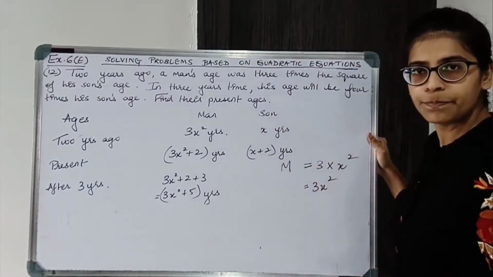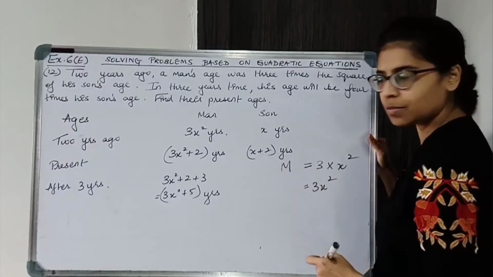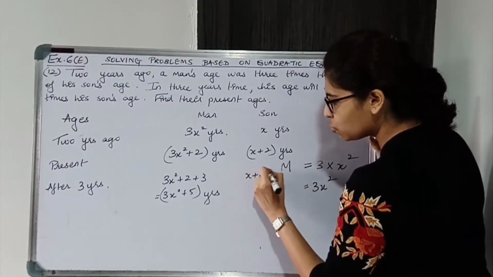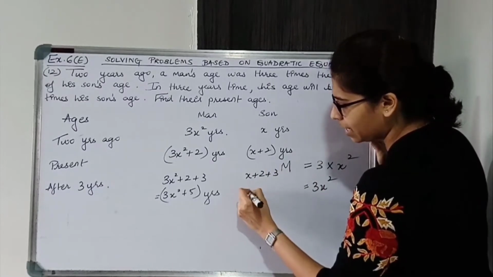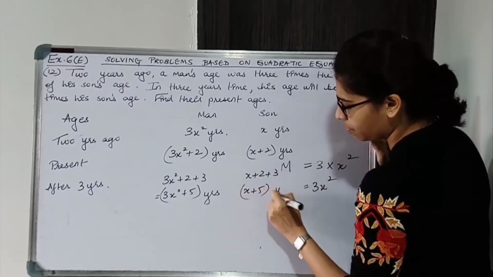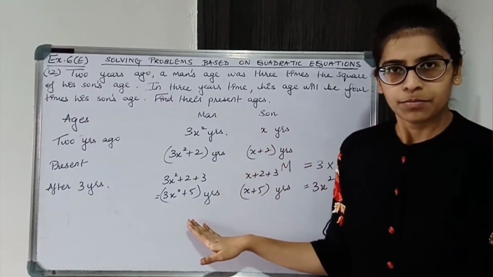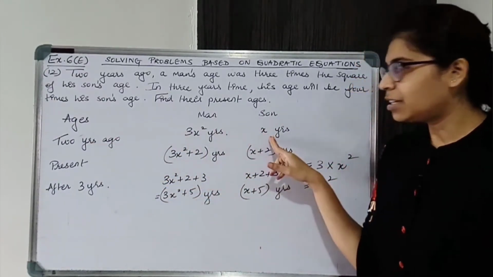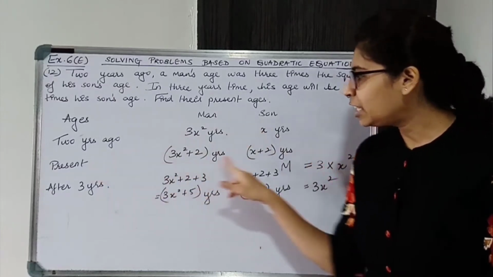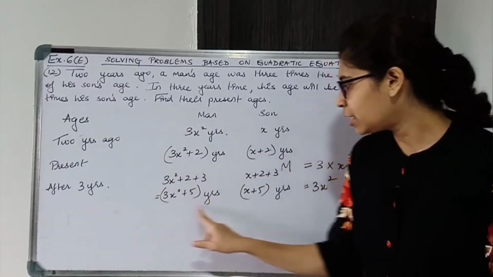Same thing over here. Okay, 3 years add हो जाएगा. So x plus 2 plus 3, that will give x plus 5. Yes, all 3 are required. Okay, this was given. Okay, this we need to find, and this is again the condition part.